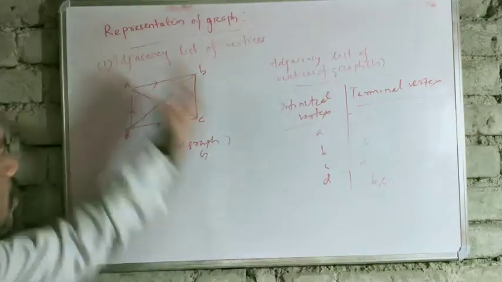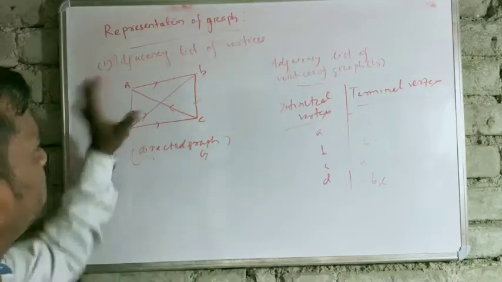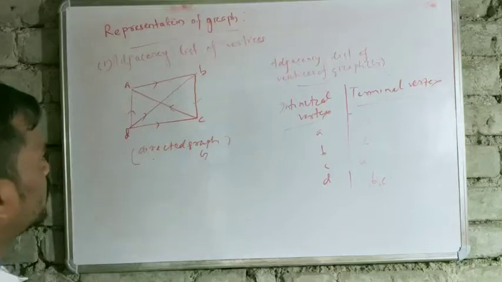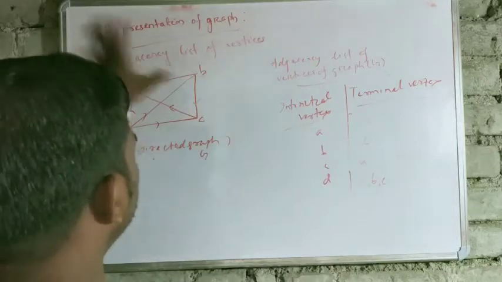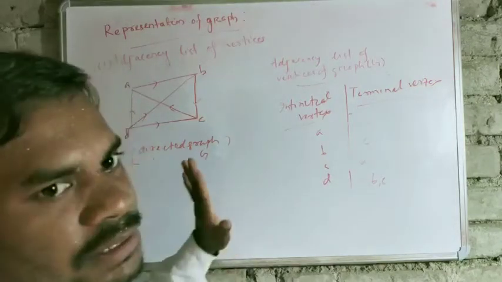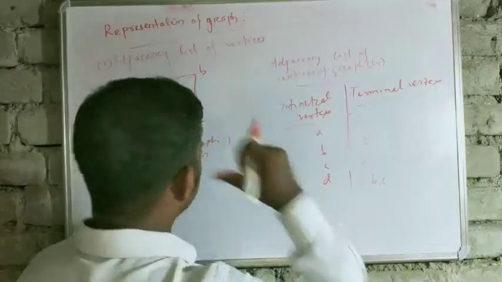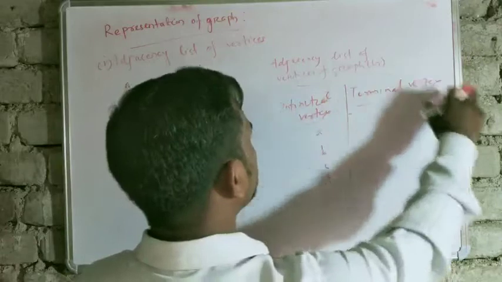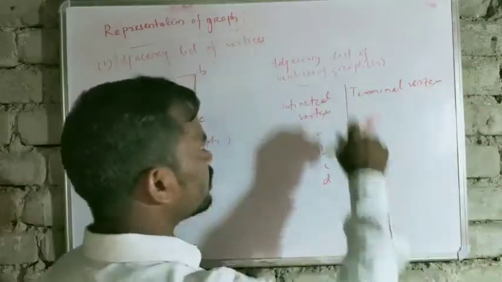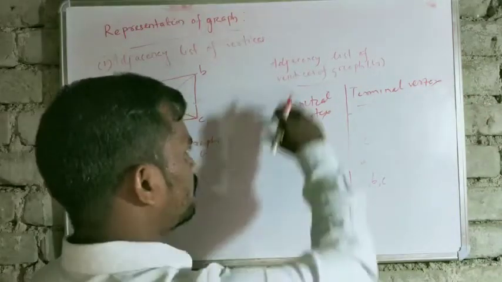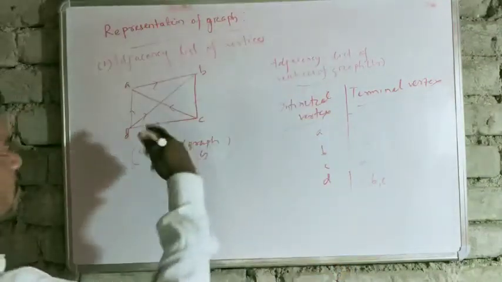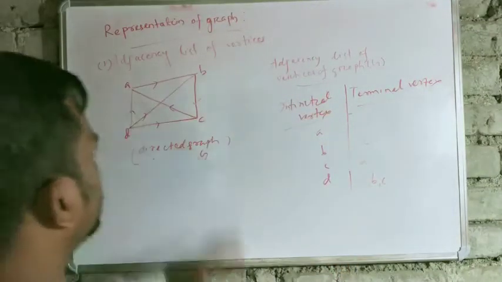So if a directed graph has no multi-edge, this is a simple directed graph. So we are doing this only for simple graphs, both undirected and directed. Okay. So this is a directed graph and we are doing its adjacency list of vertices. If this is given, we can get this figure or this graph.